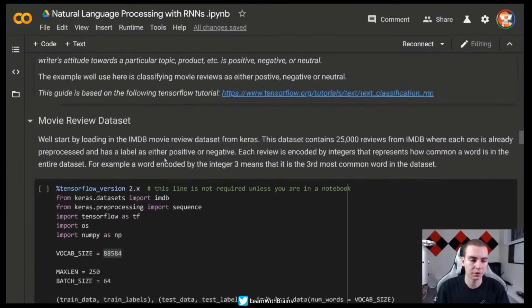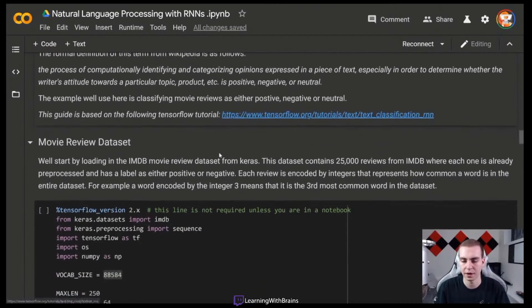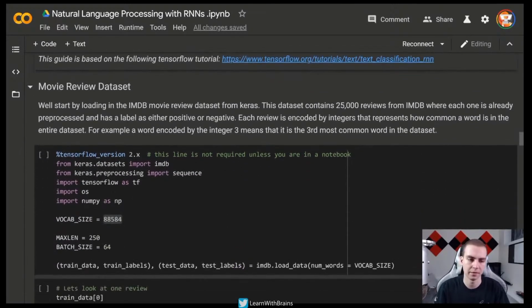And for this example, we're going to be using the movie review dataset. Now, as per usual, this is based off of this TensorFlow tutorial slash guide. I found this one kind of confusing to follow on the TensorFlow website, but obviously you can follow along with that if you prefer that version over mine. But anyways, we're going to be talking about the movie review dataset. So this dataset is straight from Keras, and it contains 25,000 reviews, which are already pre-processed and labeled.